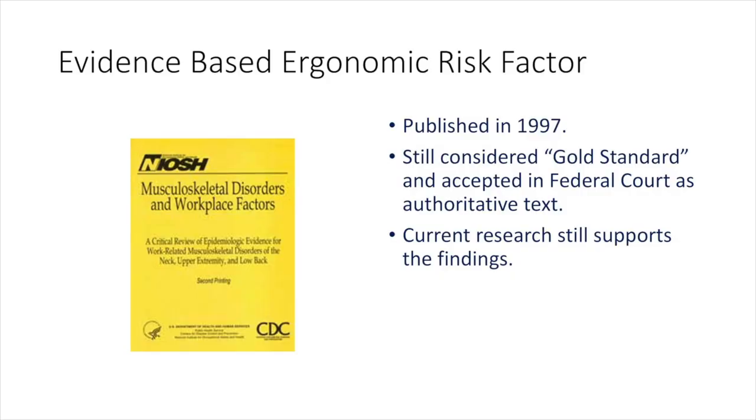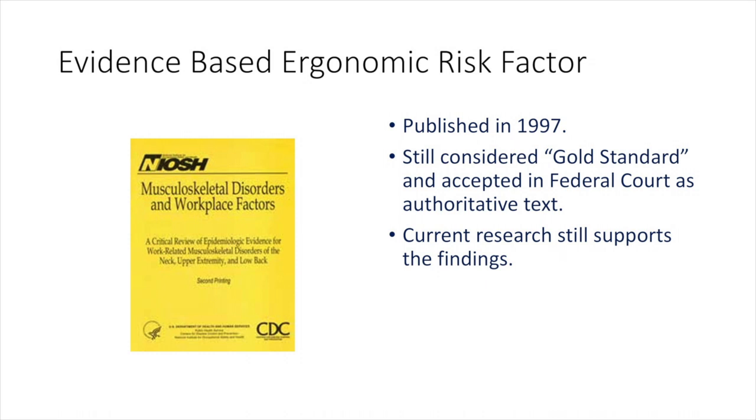This is that yellow book that I talked about. Published in '97, still considered gold standard. I cited it in a case for federal court just a month ago. Still accepted. If you're using a standard that's out of date, the judge is going to throw you out and not let you testify under Daubert. Still use it. And current research still supports the findings. The current research that's coming out still supports that. Nothing is being disputed there.